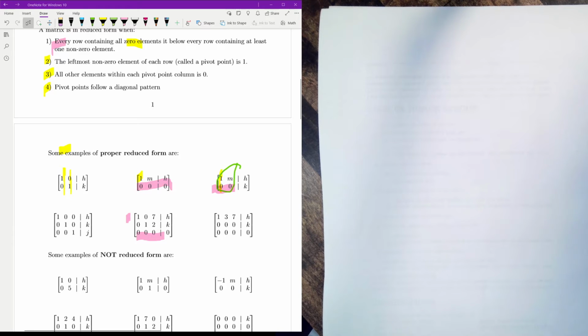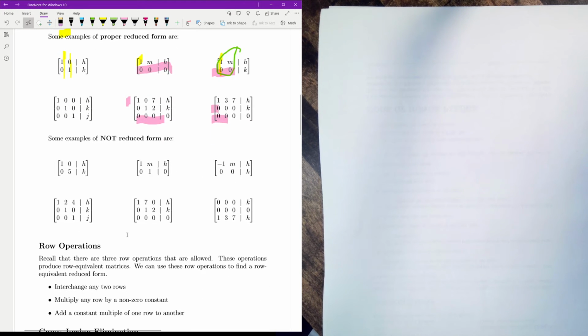Our first pivot point is a 1. Everything else is zeros. We check, we have no more pivots. However, we have a row of zeros and a row of zeros. These are all okay. We're going to take a look at some examples that are not reduced form, and I'm going to say why they're not reduced form. This is not reduced form.